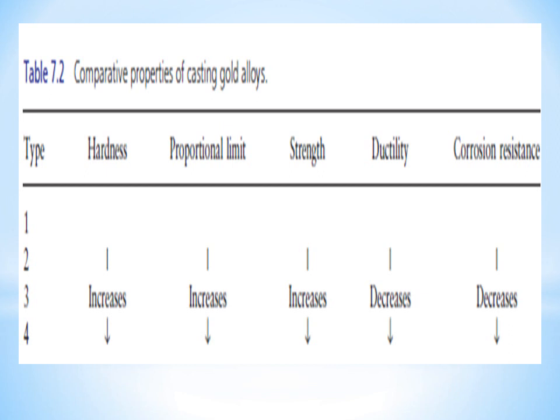So let's look at the properties of casting gold alloys. On the left, you have type 1, 2, 3, 4, and we are looking at the hardness, the proportional limit, the strength, ductility, and corrosion resistance. If you can appreciate that from type 1 to type 4, the hardness, the proportional limit, and strength, which means the mechanical properties, are increasing. However, the ductility and corrosion resistance is decreasing. Why? Because of the decreasing content of gold, which basically is contributing to the ductility and corrosion resistance. So the nobility is also decreasing from type 1 to type 4.